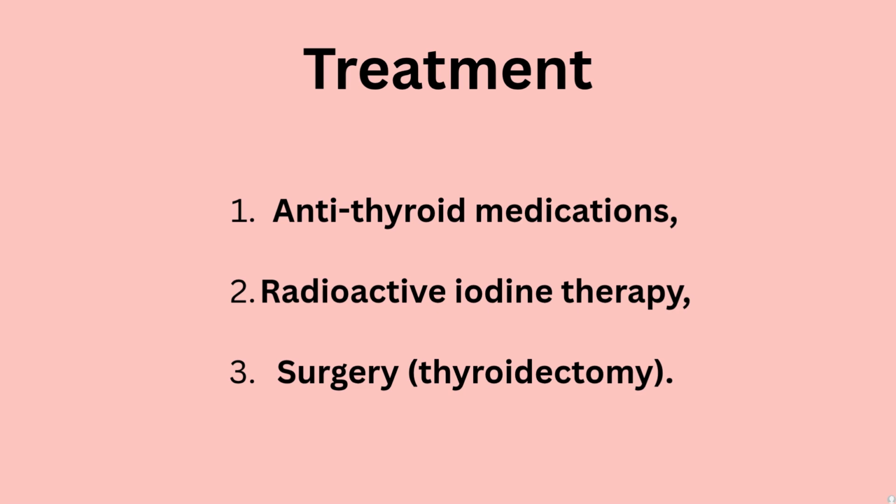The second line of treatment is radioactive iodine therapy. This treatment involves taking radioactive iodine, which is absorbed by the thyroid and damages the cells that produce thyroid hormones. The last treatment option is surgery, thyroidectomy, which is the complete or partial removal of your thyroid gland, which can, of course, definitely cure your hyperthyroidism.